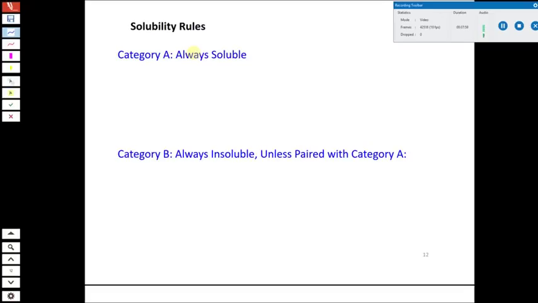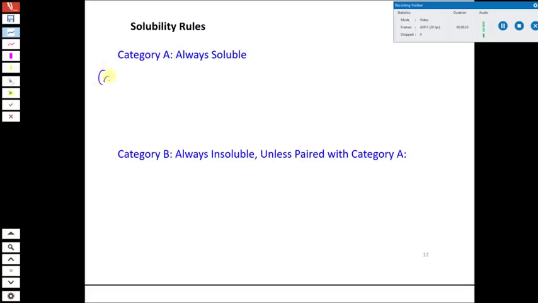So when you're looking at compounds to decide whether or not they are soluble, first look for one of the ions that I'm going to put here in what I call category A, which are ones that are always soluble. So if a compound has even one of those ions, whether it's the cation or the anion or both, it will be soluble. You don't have to think about it any more than that.